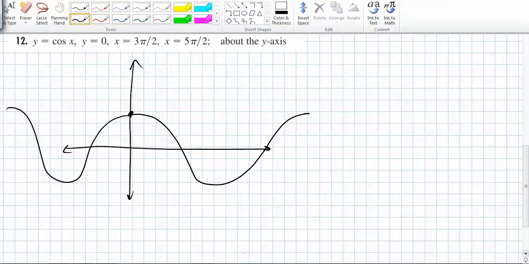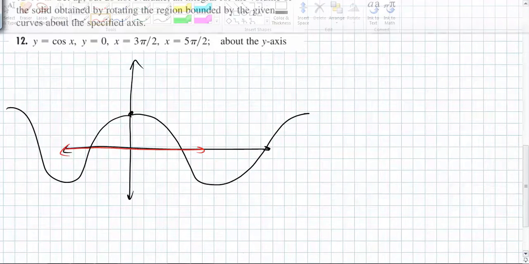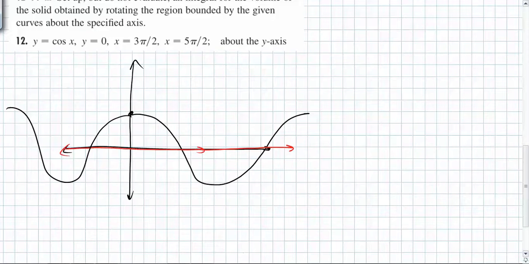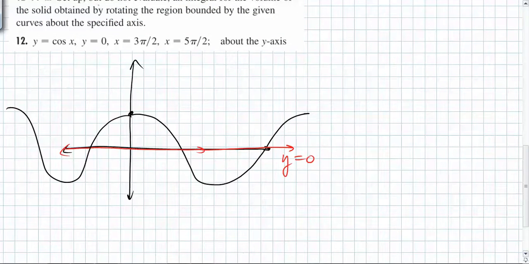y equals 0. What is y equals 0 known as? The x-axis. So we have this boundary right there. There's y equals 0. And then you have x equals what? 3 pi over 2. Yeah, I'll keep this going because we're going to need it. When does cosine equal 0? Pi over 2. Exactly.